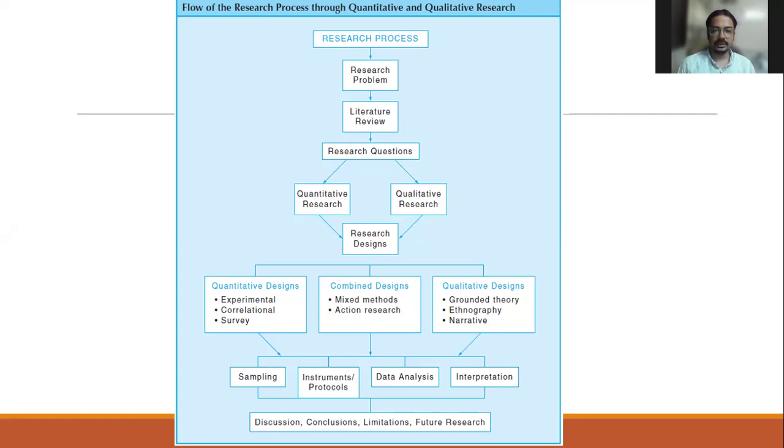The quantitative designs include experimental designs, correlational design, and survey. The qualitative designs include grounded theory, ethnography, and narrative research. The combined designs include mixed method and action research. For all of these, we need sampling, instrument protocols, data analysis, and interpretation. After that, we have the process of discussion, conclusion, limitation, and future research. This is the whole flow of the research process.